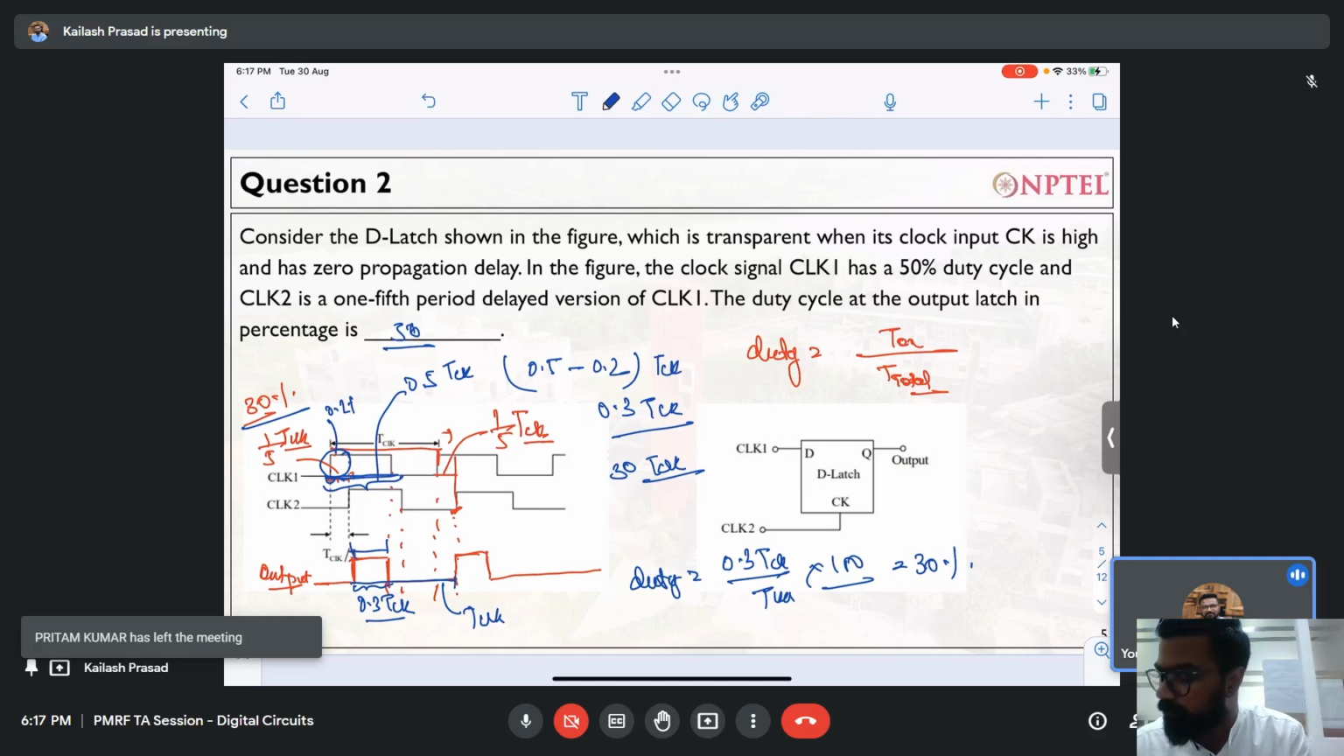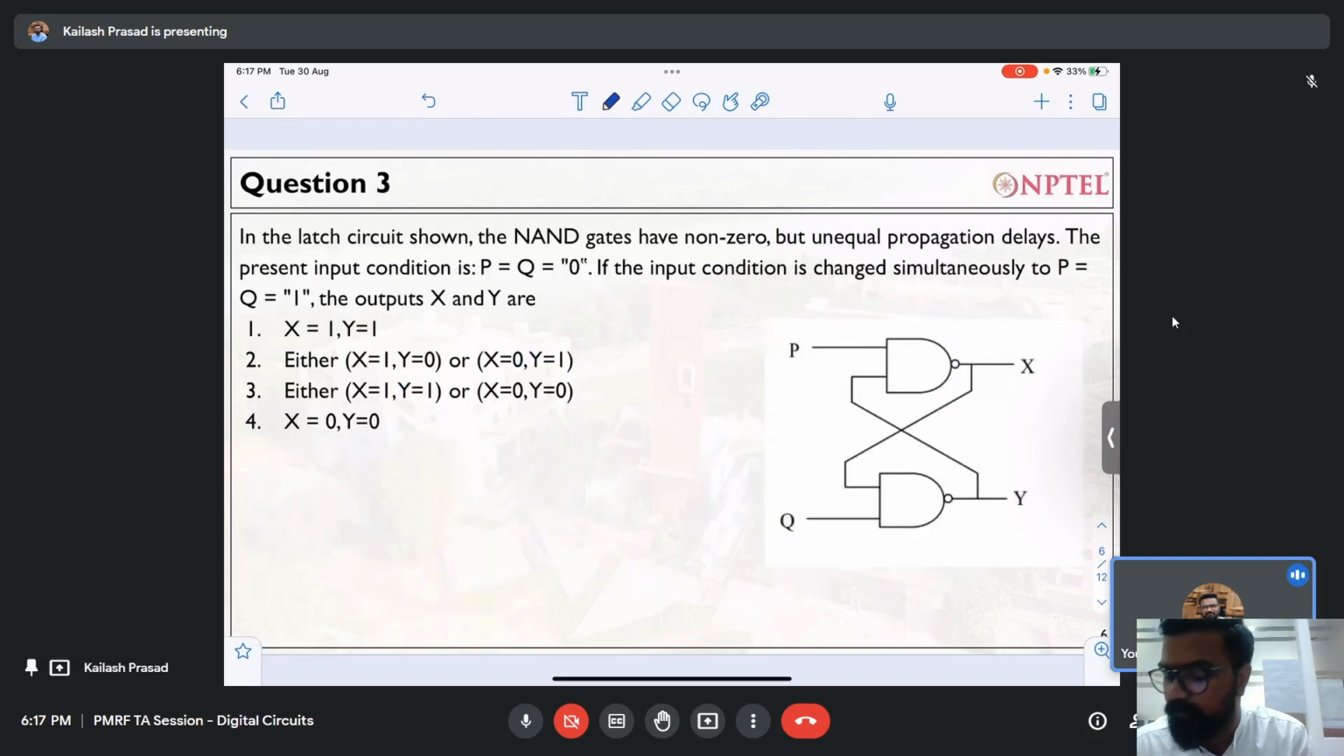Okay, if you don't have any question, I will go to the next question, and it's a very simple question where you have a NAND latch. The two inputs are P and Q, the two outputs are X and Y, and in the circuit, the NAND gates have non-zero propagation delay. Let's consider this as TP, and this is TQ.